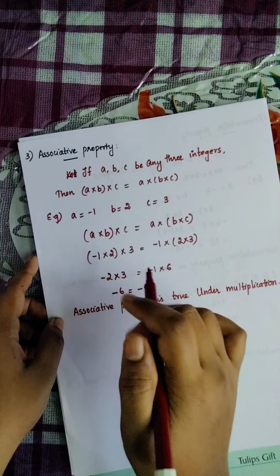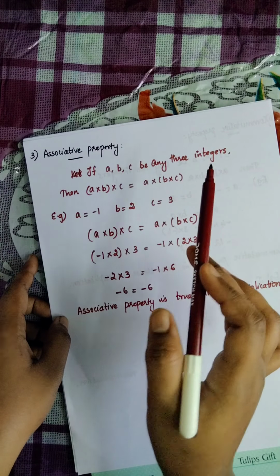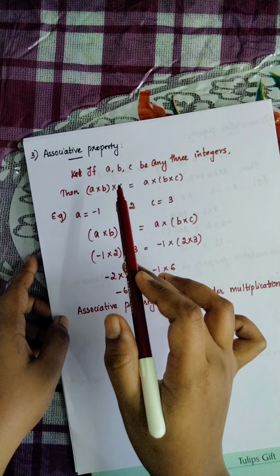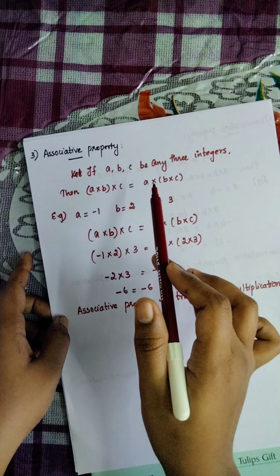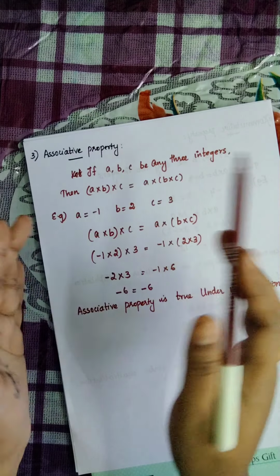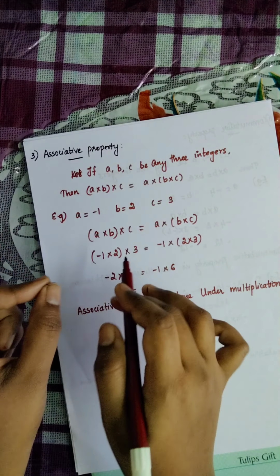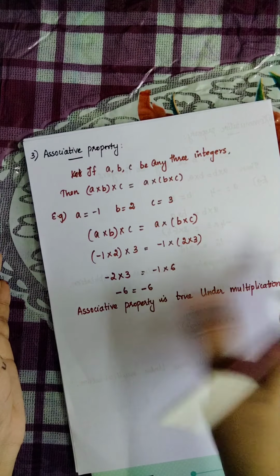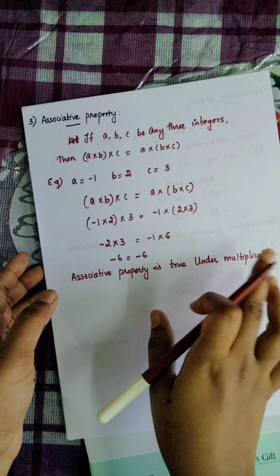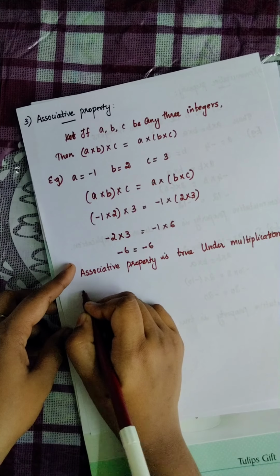See again, for associative property we are going to take any three integers. If a, b, c be any three integers, then (a into b) into c is equal to a into (b into c). We need to substitute all the values in the above equation and finally check whether both sides you are getting the same answer or not. Here we are getting -6 on both sides. So associative property is true under multiplication. See one more example.